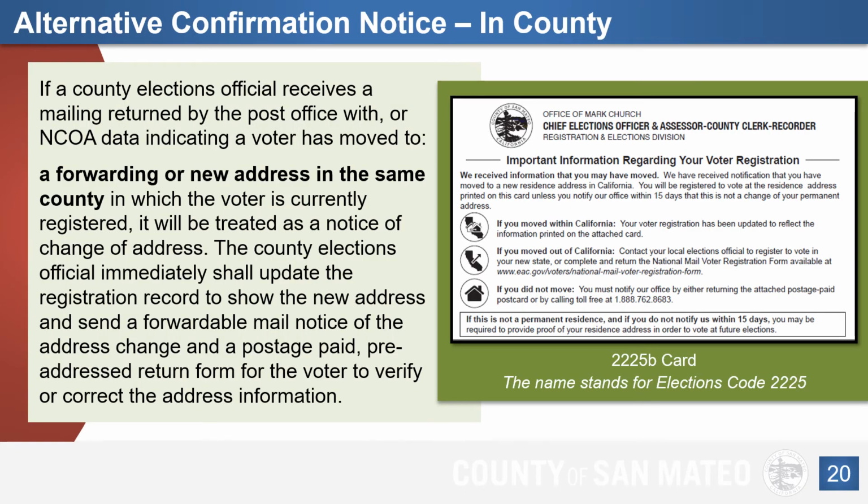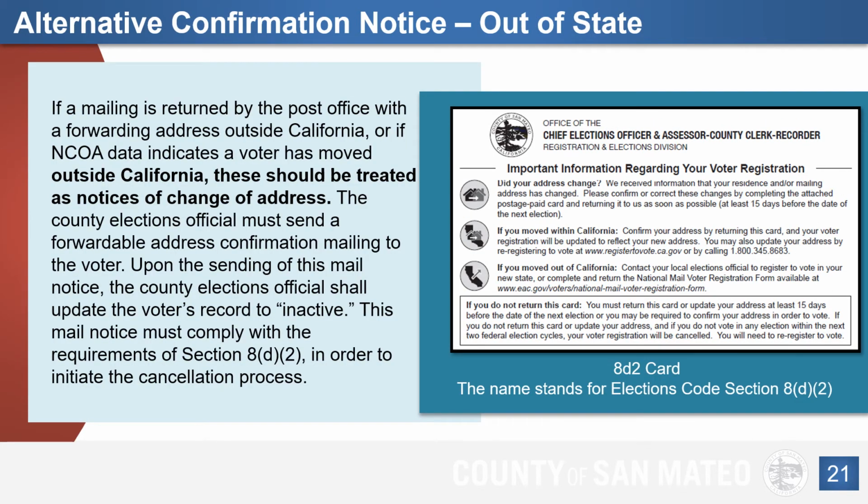If we receive a third-party change of address notice for a voter that has moved in county or in state, they will receive our 2225B postcard, which lets them know that their information has been updated and that if it is not correct to notify us right away. If we receive a third-party change of address notice for a voter that has moved out of state, they will receive our 8D2 postcard. If they return the form, signed, we can cancel their registration, otherwise we have to wait until 2 federal general elections have gone by before they could be canceled.